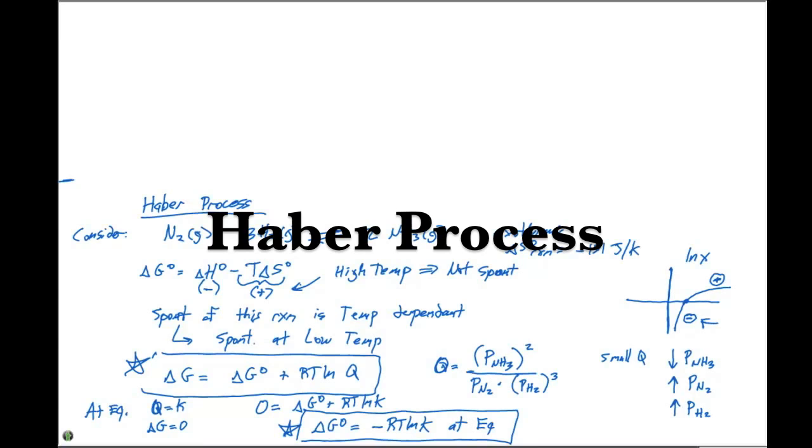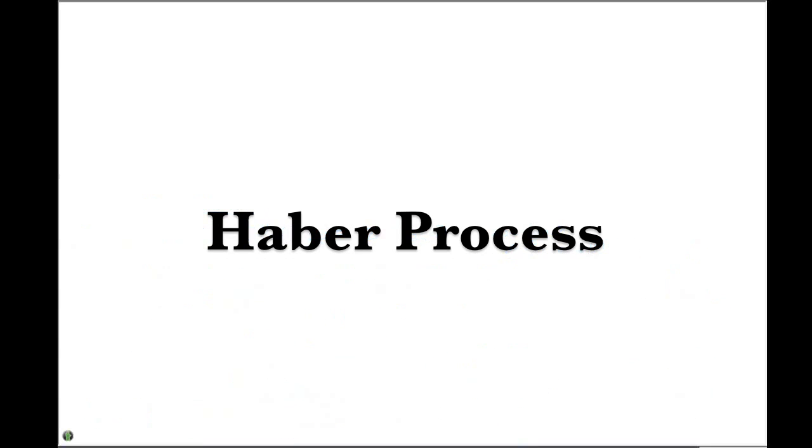So let's talk a little bit about how we would tie these together with something called the Haber process. We said the Haber process was spontaneous at low temperatures, and it's our nitrogen gas plus 3 hydrogens in equilibrium with 2 NH3. If you look at the figure in the textbook, we can plot the delta G and look at the equilibrium.